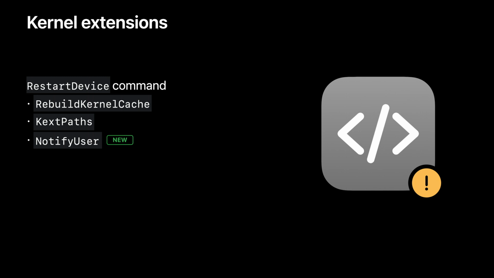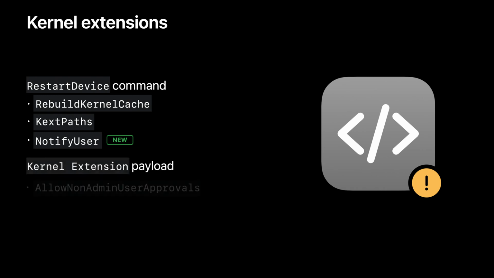The Notify User feature can be used outside of the context of kernel extensions, but it's especially helpful when they're combined. The Allow Non-Admin User Approvals key in the System Policy Kernel Extensions payload allows a standard user to complete the installation of kernel extensions.